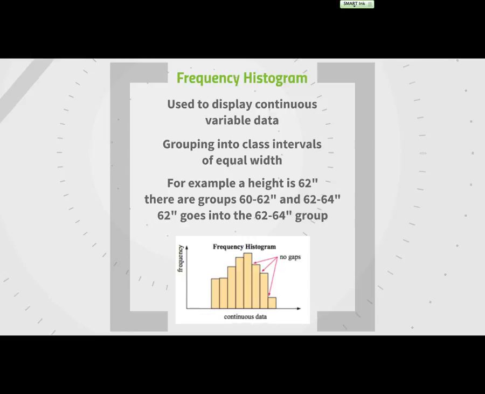Now here's the big difference: there are no gaps, because it's continuous. You would have 60, 62, 64, 66 and so on here because they're not completely separate. They're continuous. They're sort of touching.